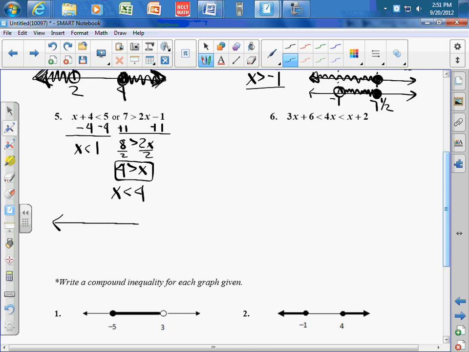One number line. 1 to the left, 4 to the right. Now when I graph x is less than 1, hollow at 1, shade to the left.